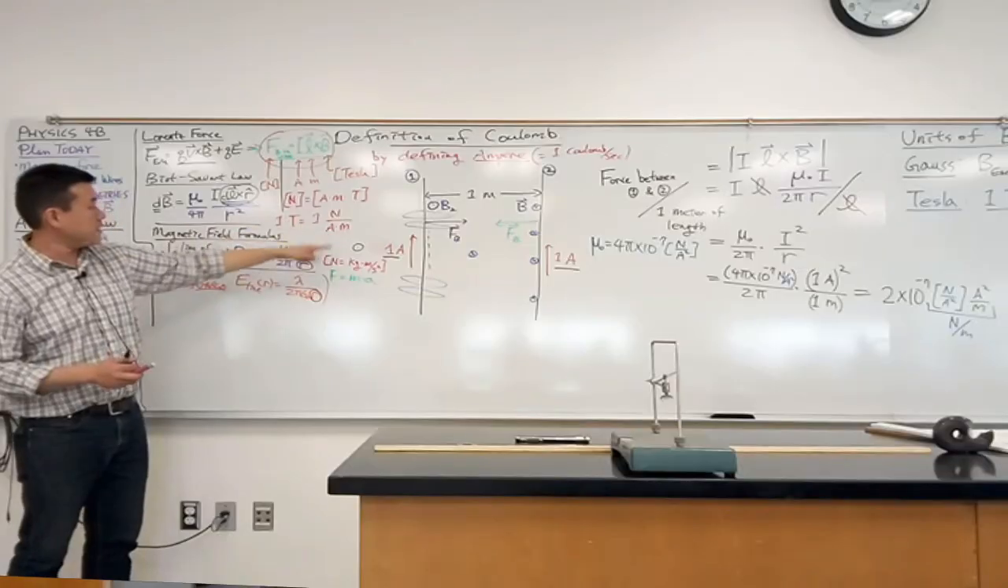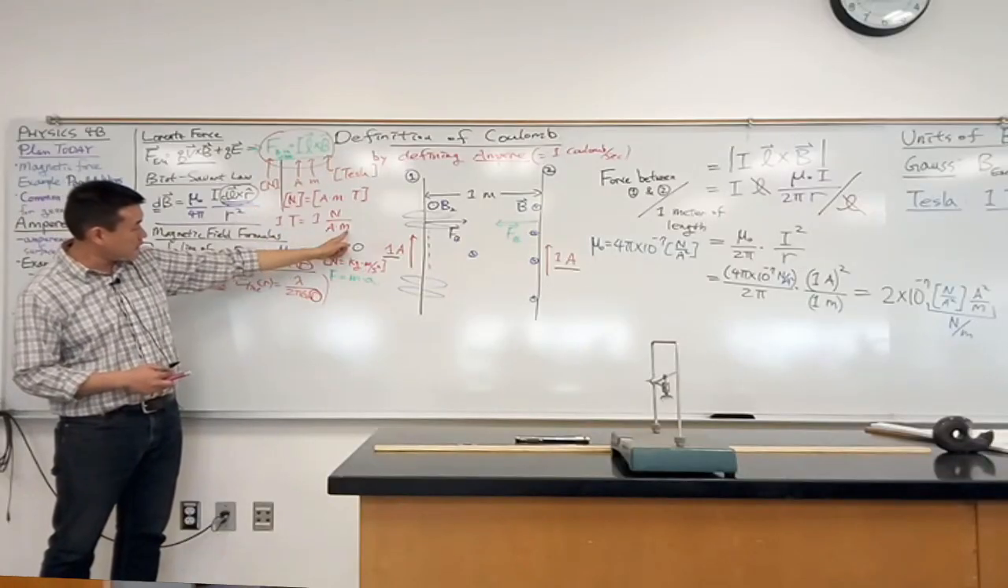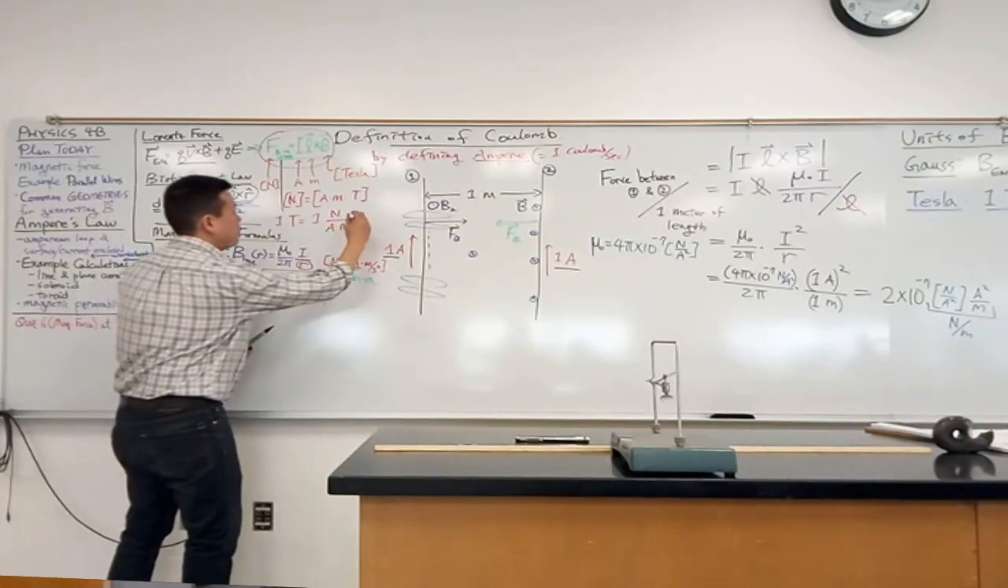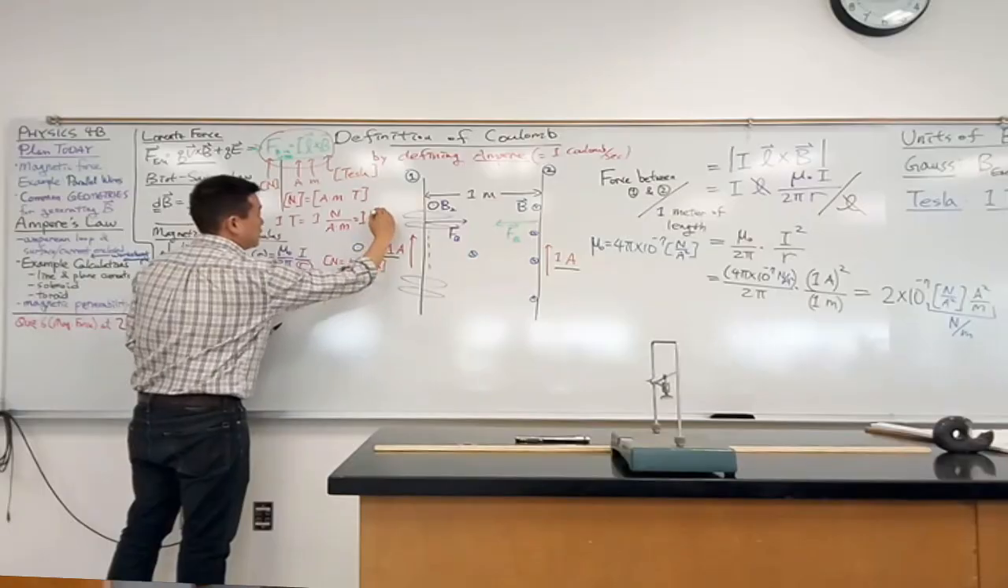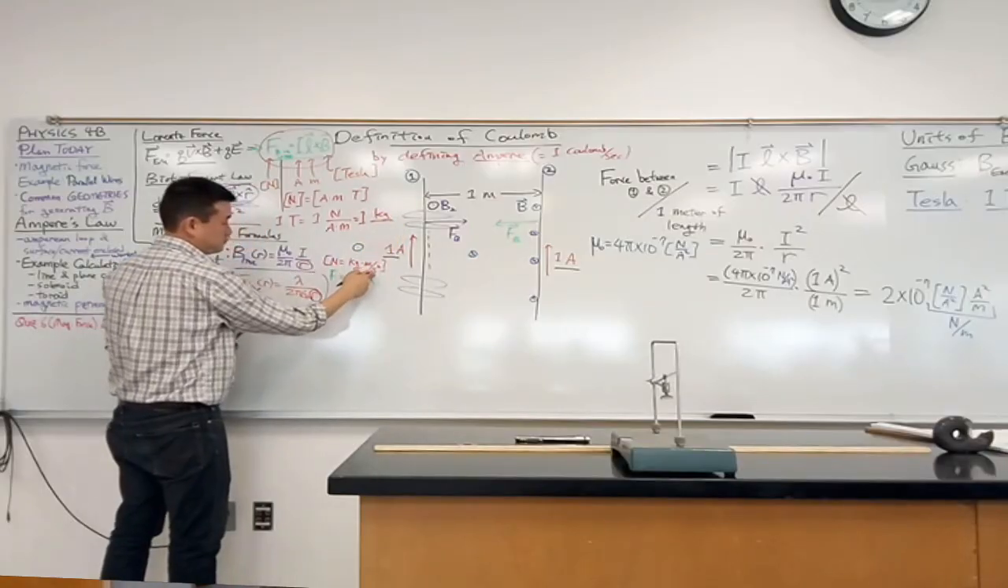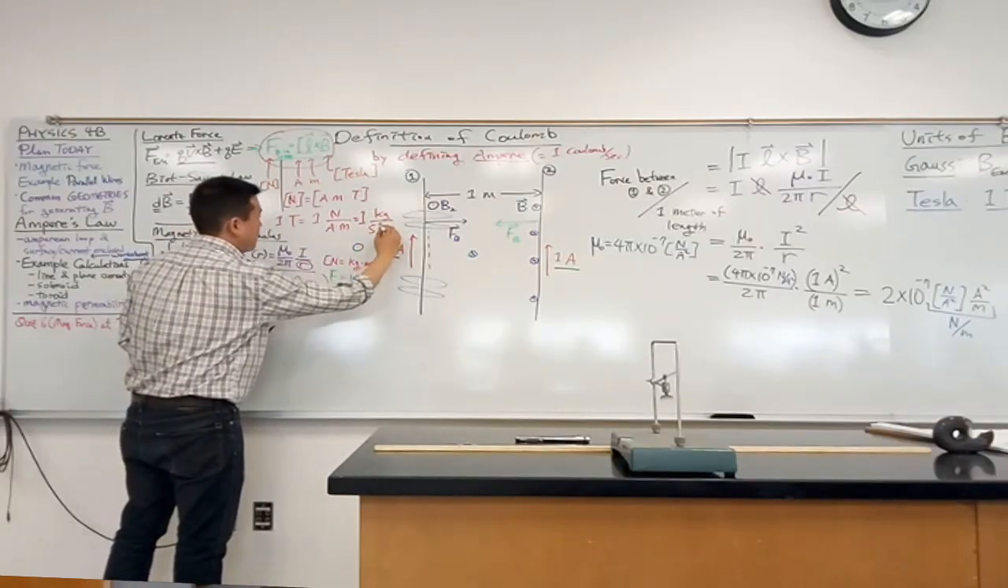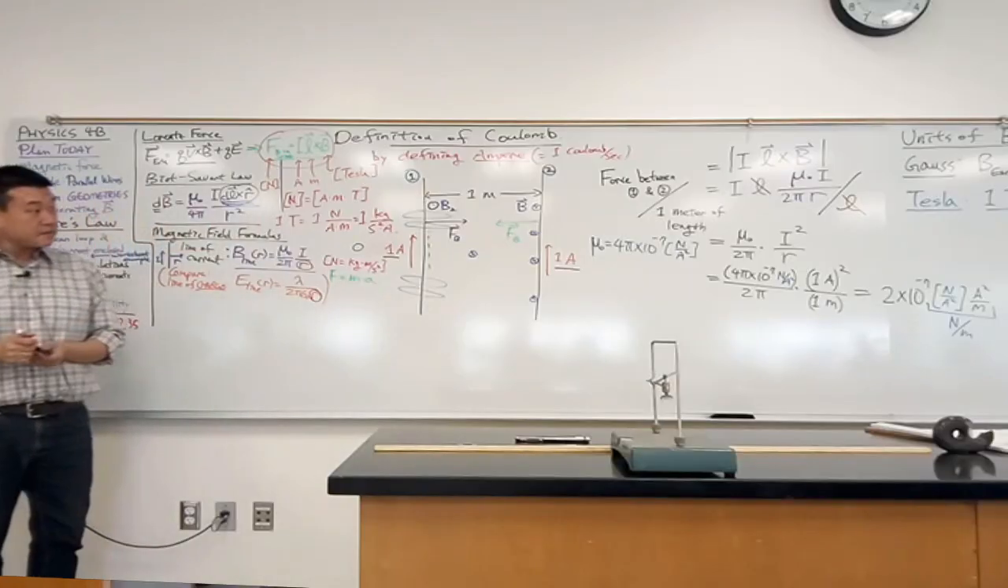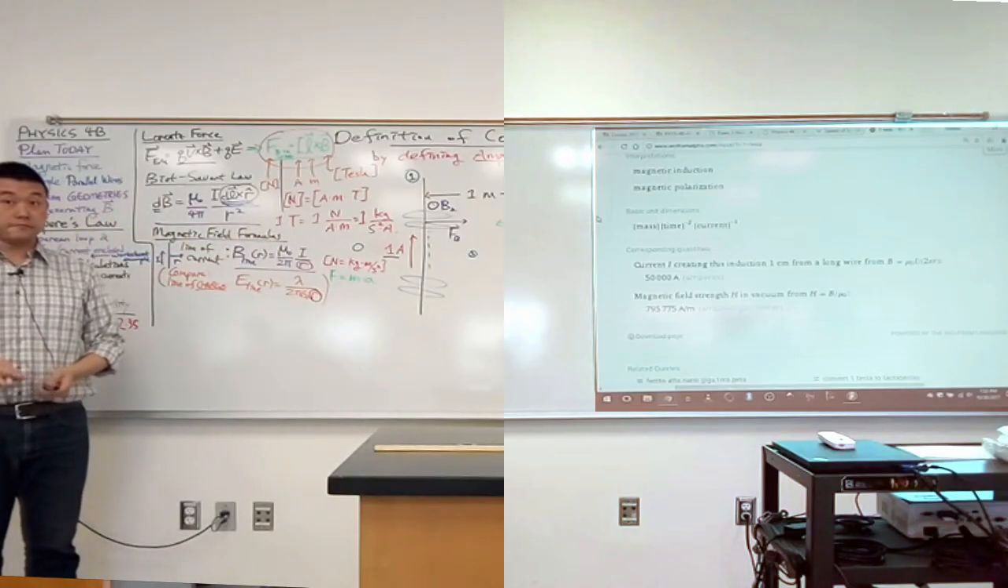So anyways, putting this in, it's a kilogram, meters cancel out, so I end up with 1 kilogram per second squared times ampere. And that's what you have there on the board.